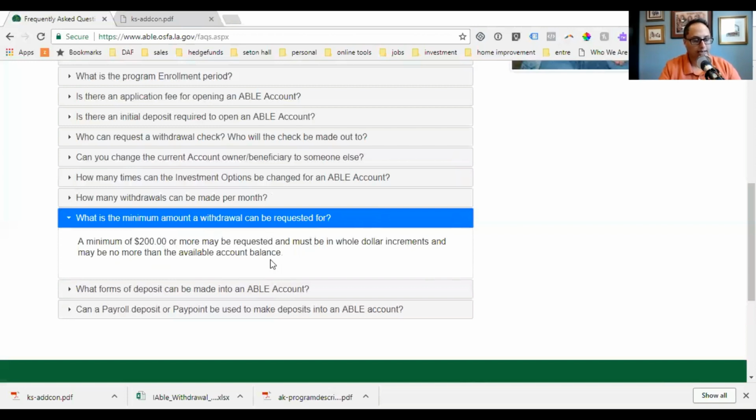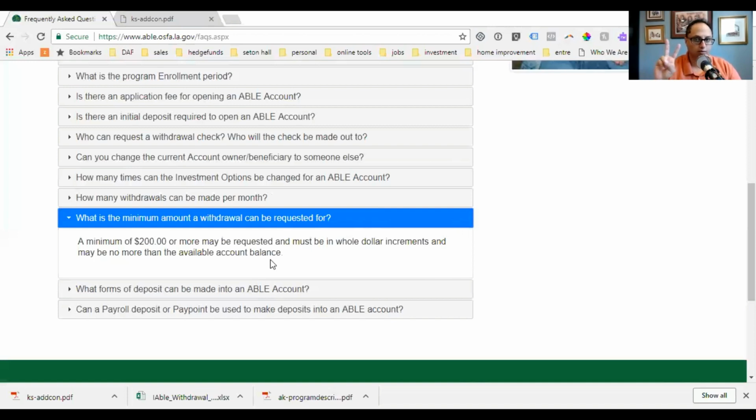Okay, I guess what that means is if I have $50 in this account, I can't make a withdrawal of $10. I can't make a withdrawal of $50. I can't make a withdrawal at all. I have to check this out.